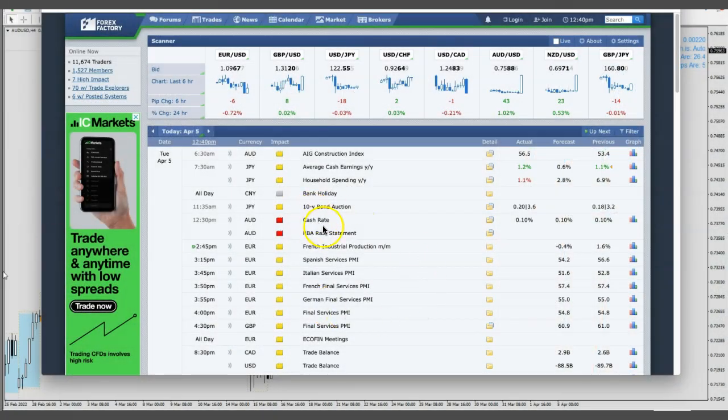Right, the market is going up with Aussie and Kiwi taking the lead with the Aussie cash rate. That got Aussie up a little bit, and I just want to talk about how we fared for the Aussie trade.